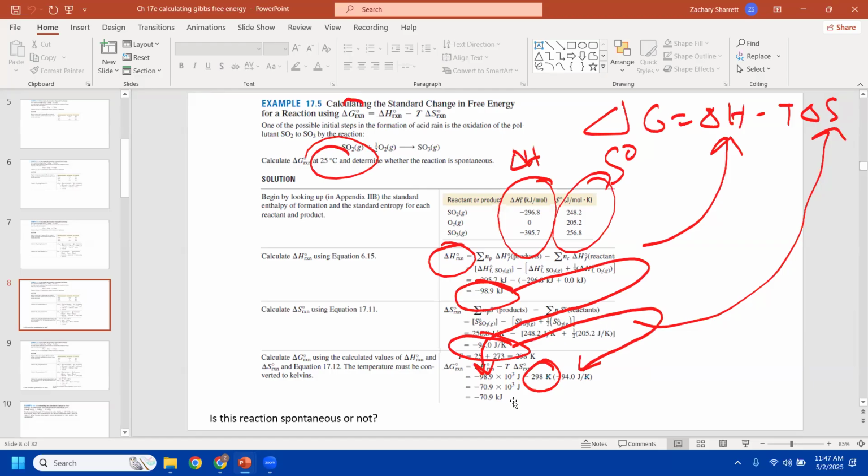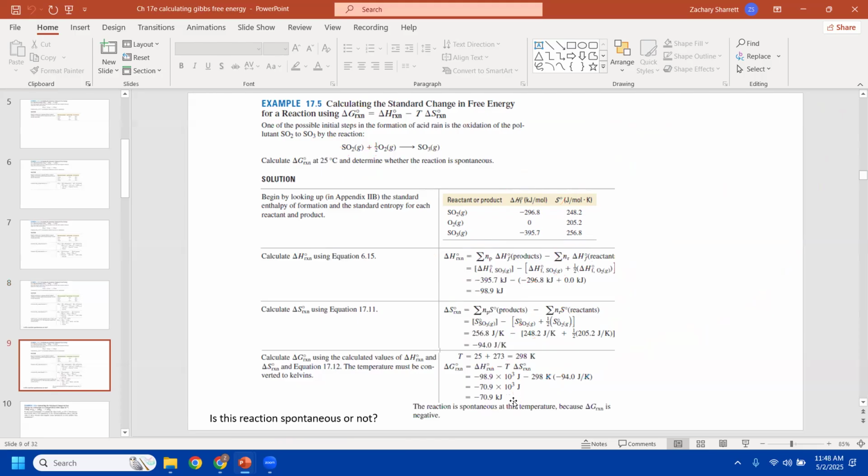Everybody see that? And now, what is the net result of this, Abby? Would this reaction be spontaneous or not? We got a delta G equal to negative 70.9 kilojoules. Everyone agree with that? We would be spontaneous. What do you think, Sydney? Because delta G negative is spontaneous. So we would say the reaction is spontaneous at this temperature because delta G for this reaction is negative. Do we see how we do all of these math problems? Okay.